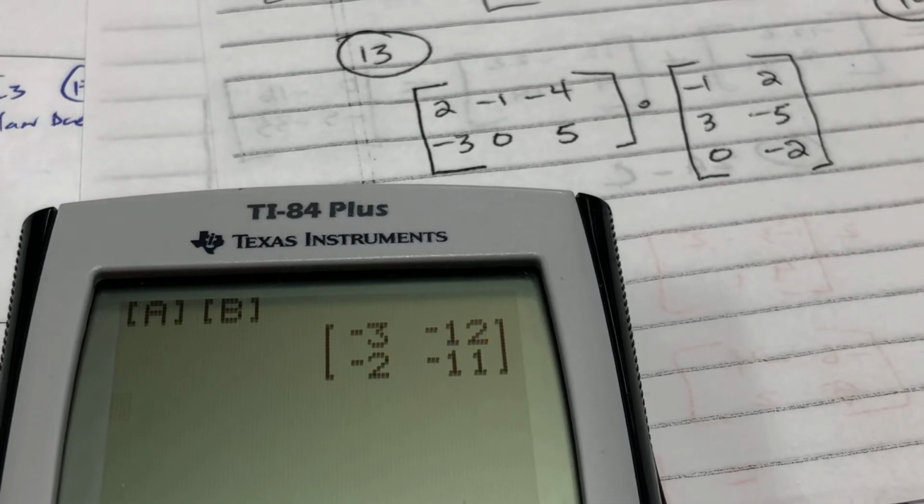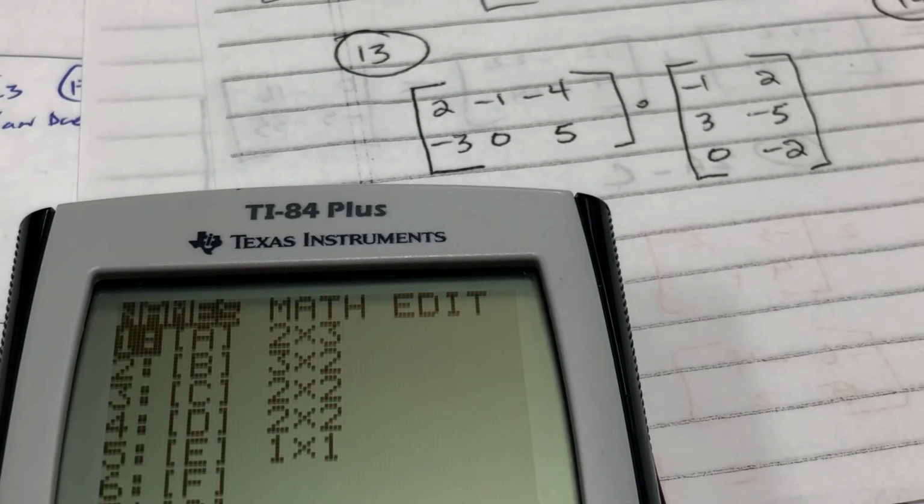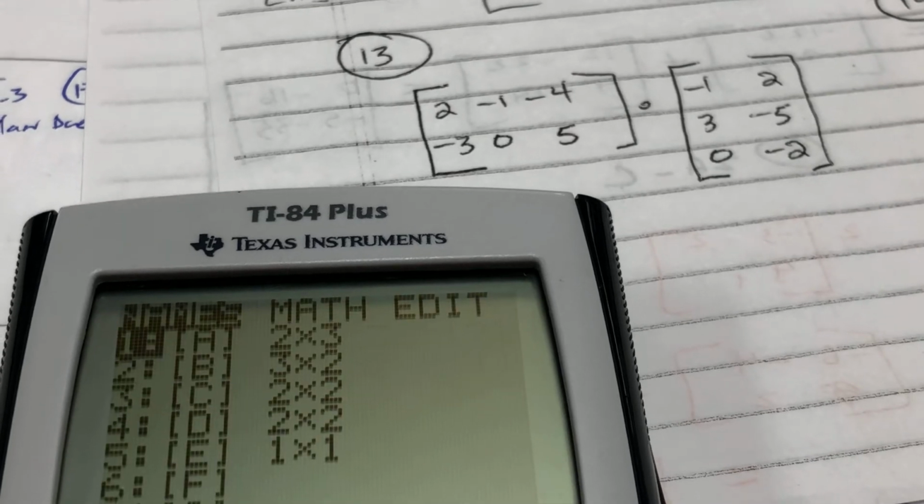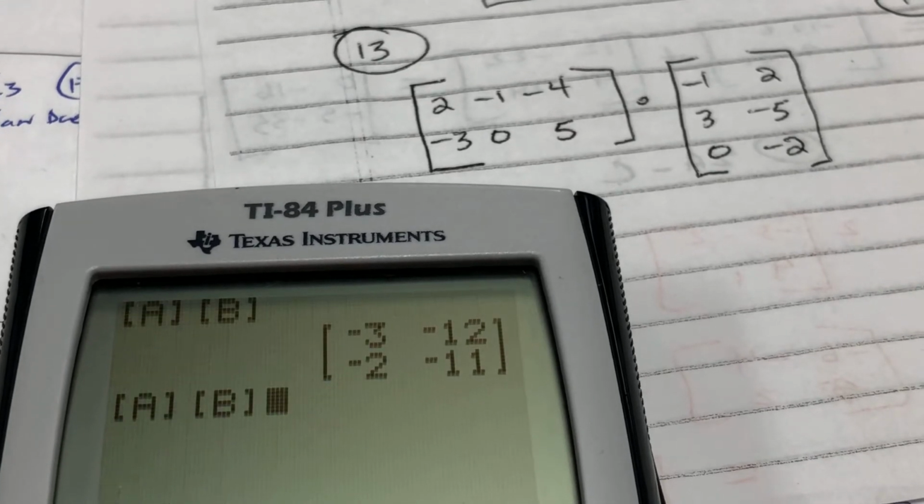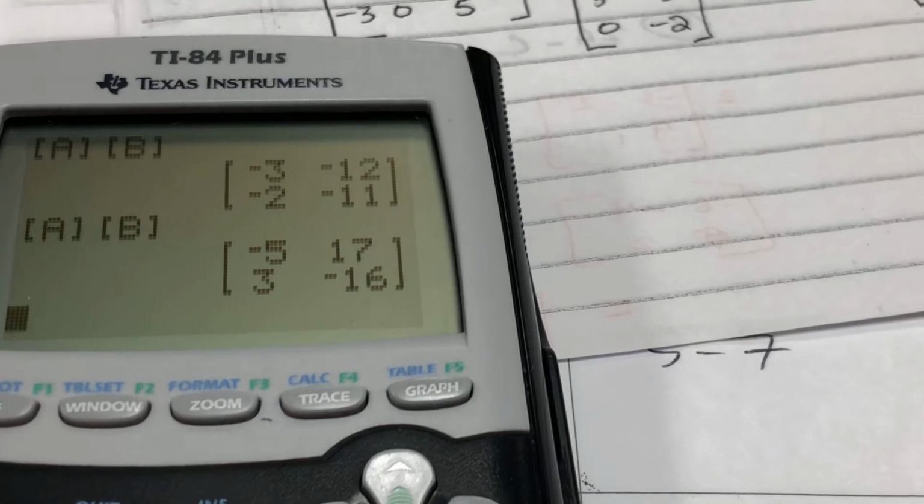Second mode, going to do A times B. Second x to the negative first, names A. Second x to the negative first, go down to names B. There we go.